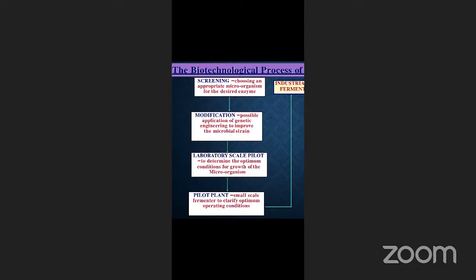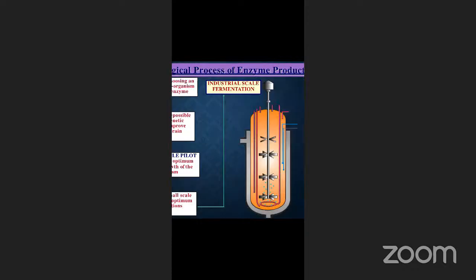Then we should go for the pilot plant. The previous one is in the lab. In the pilot plant, we go for a small scale fermenter. Once the standardization has been done, we go to the next level, the pilot scale. If we succeed at the pilot level also, then we go for industrial fermentation. There will be very big fermenters where liters of the products will be generated.